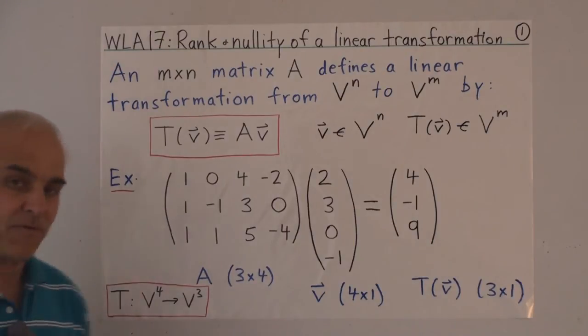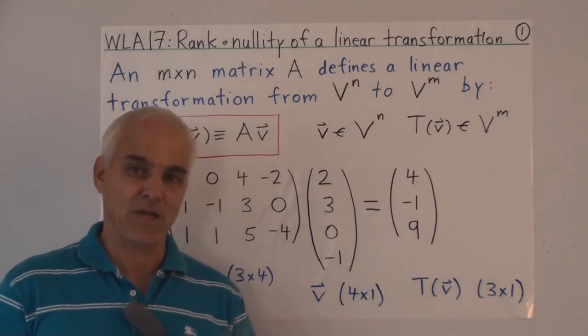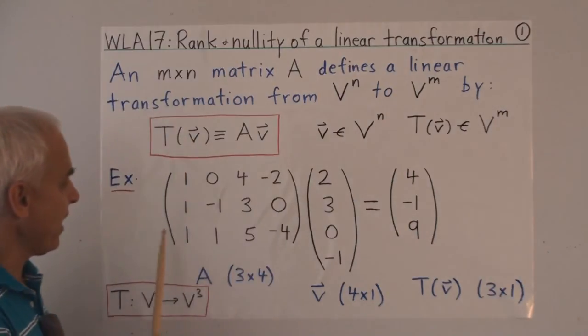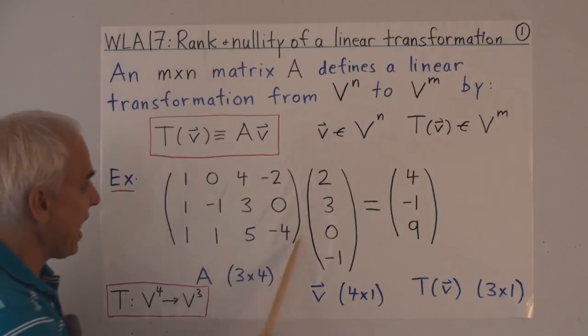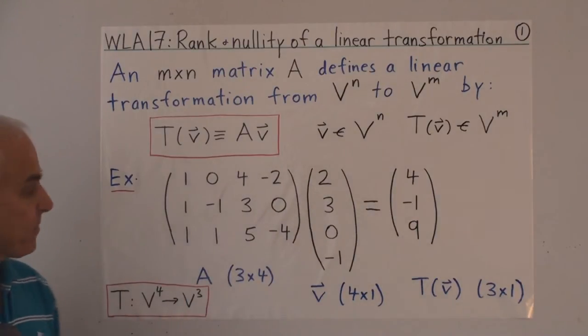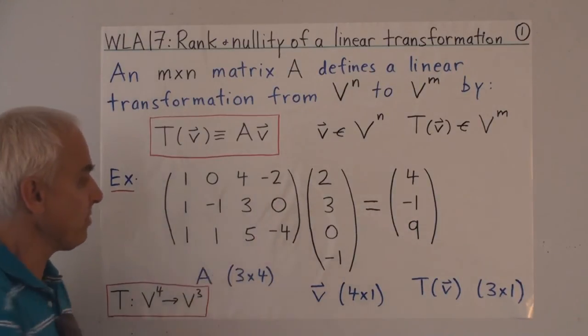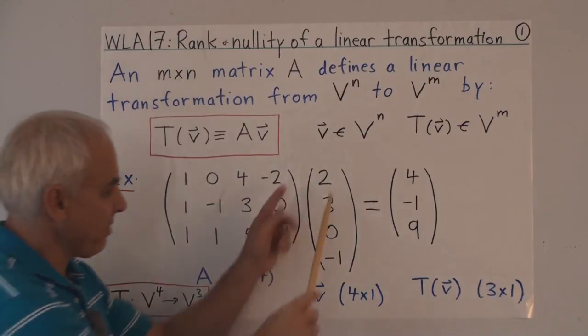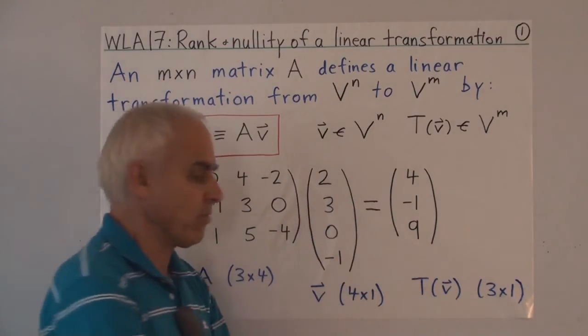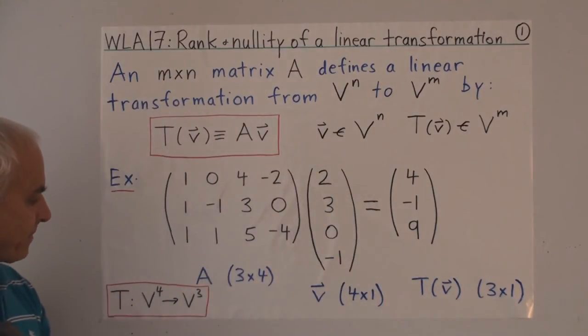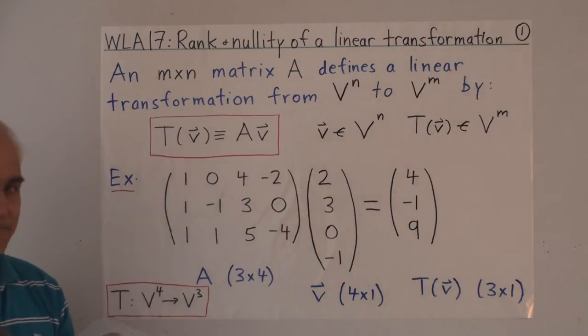To make things a little bit simpler for us, we're going to look at a very special case. We're going to look at this relatively simple example, where our matrix A is a 3 by 4 matrix, with 3 rows and 4 columns. If we multiply that by a vector with 4 components, we output a vector with 3 components. So we're talking about a linear transformation from 4-dimensional space to 3-dimensional space by multiplying by this matrix A.